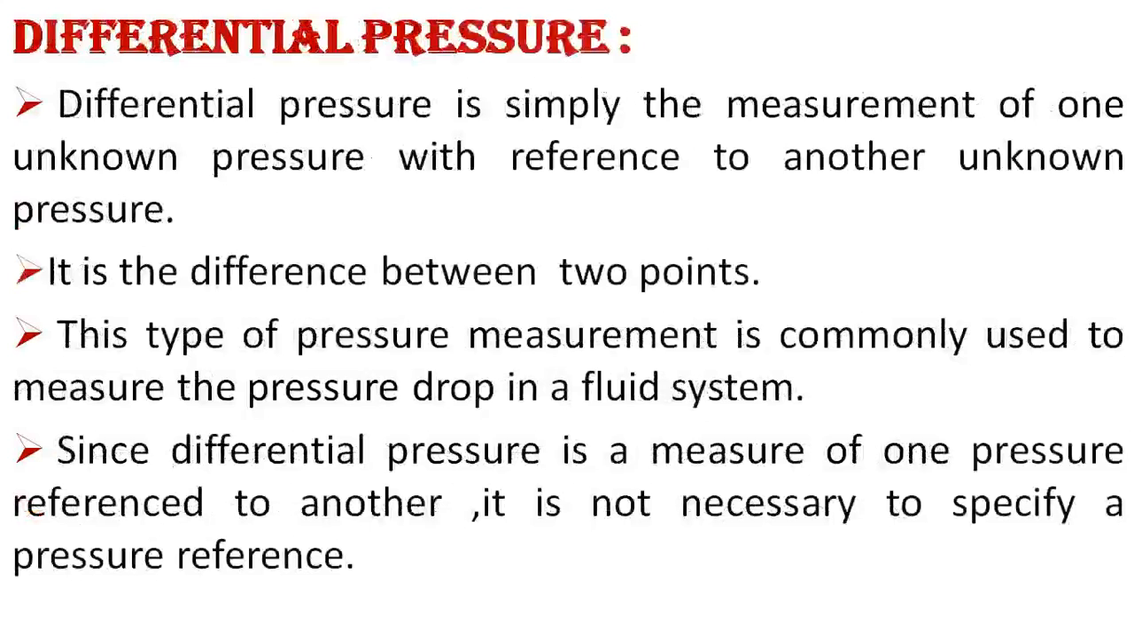Now next type or scale of pressure is the differential pressure. Differential pressure is simply the measurement of an unknown pressure with reference to another unknown pressure. To define one pressure range, we have to compare it to another pressure. That pressure you have to know as the differential pressure. It is the difference between two pressure points.